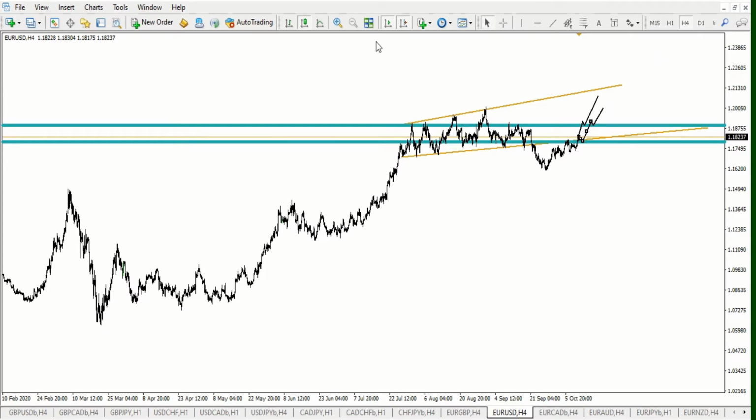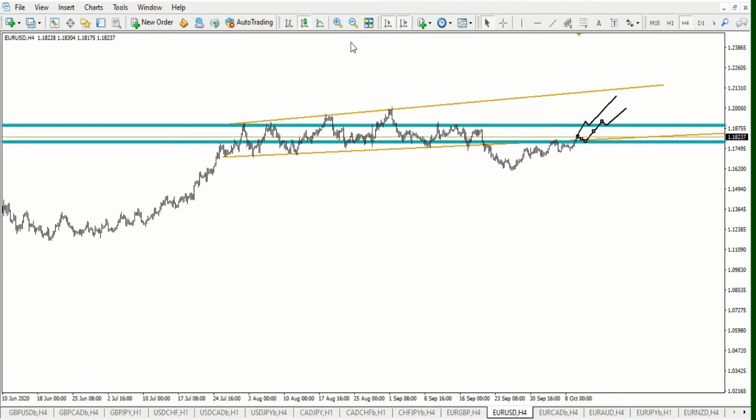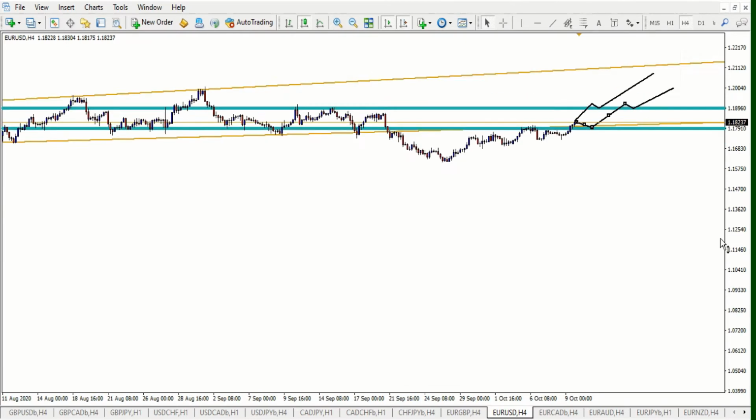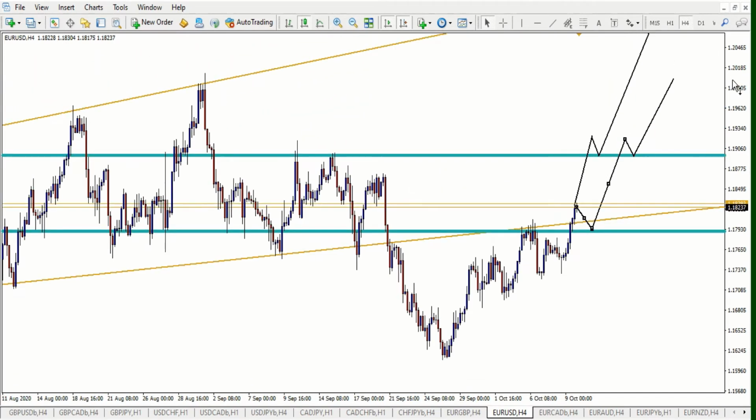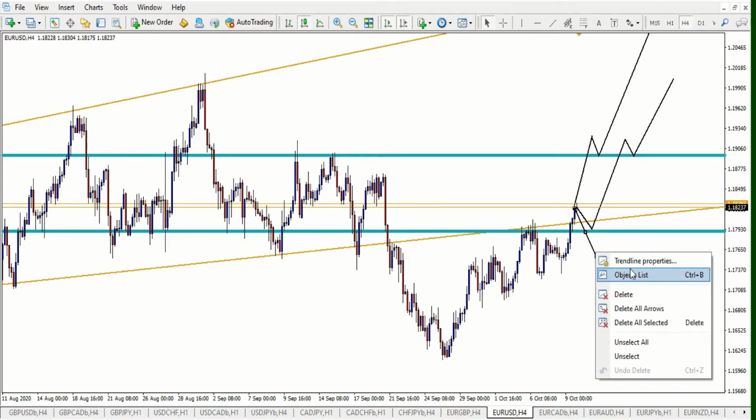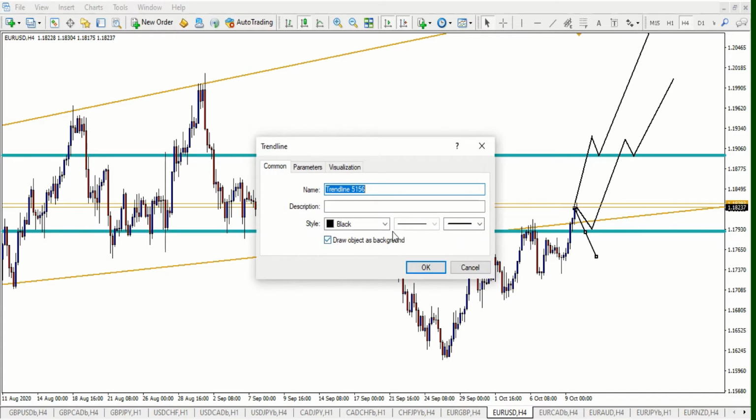However, an invalidation of this would be if the market reverses and breaks this level, breaks this key support resistance level on the downside.